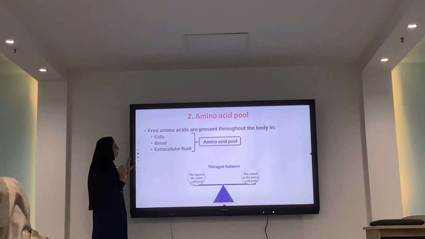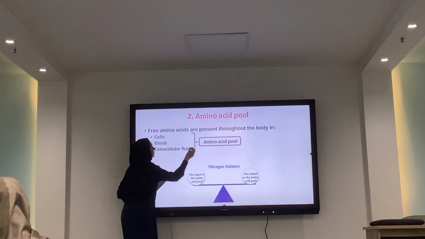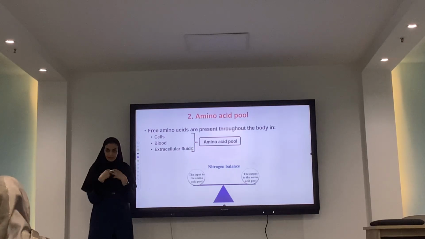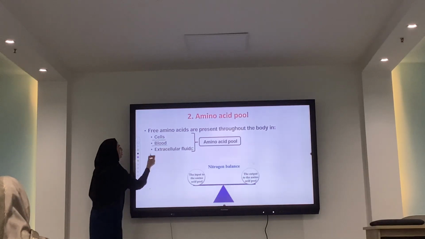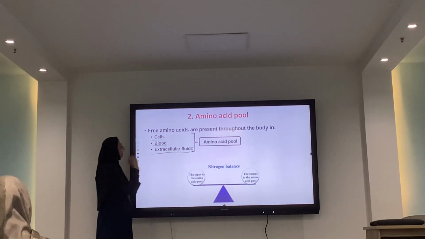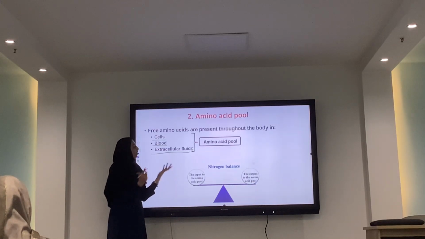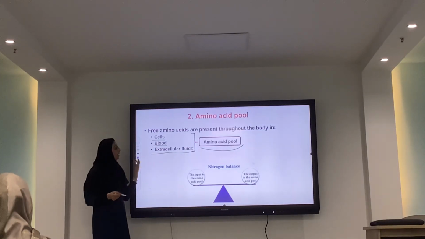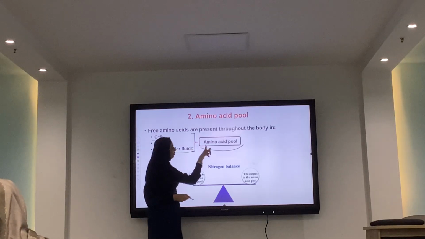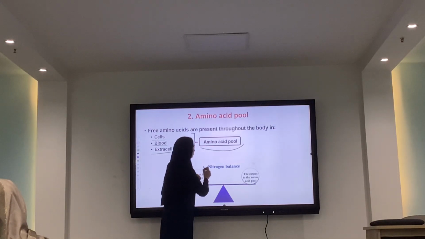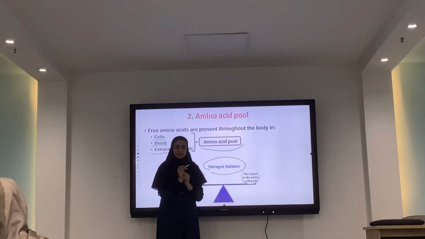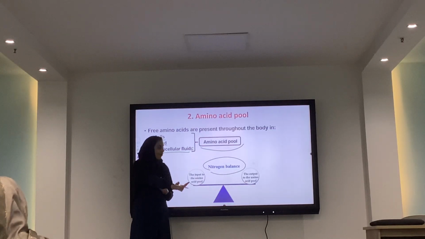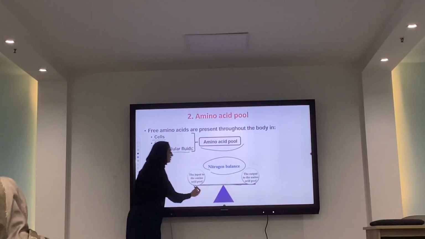Now, we have fluid. We have amino acids all over our body. In cells, in blood circulation, in extracellular fluids, in every part of our body. And we call that the amino acid pool. In our body, because of the nitrogen that is in amino acids, we need a balance. The amino acid that we intake and the amino acid that we get out of our body should be in balance.